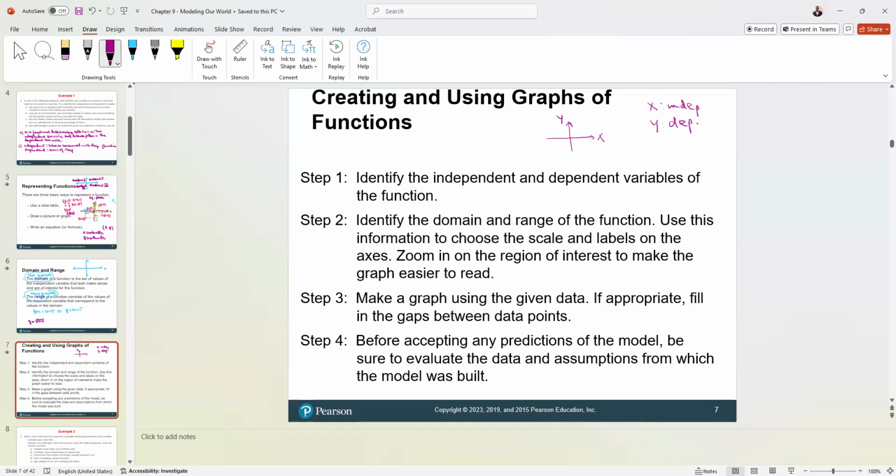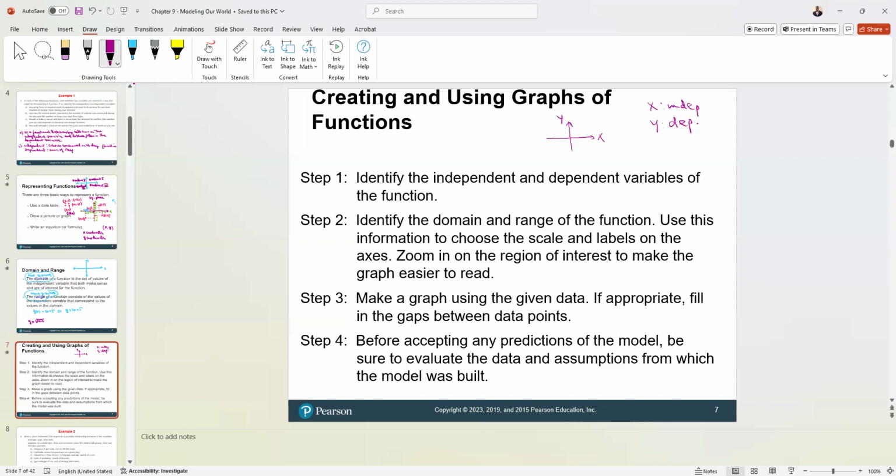Zoom in on the region of interest to make the graph easier to read. Make a graph using the given data to plot points. You need a few points. It all depends on the type of function you're doing. If appropriate, draw a line or curve to connect the data points.